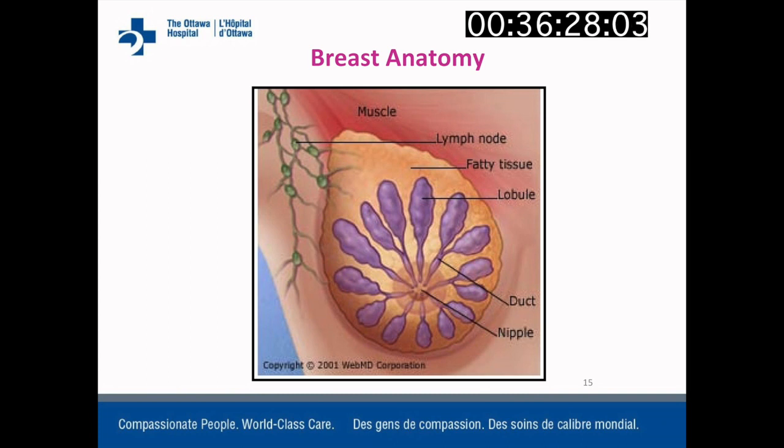Best way to do it is lying down, bringing the arm elevated above your head of the side that you're going to be examining. The reason why we say it's important to do it lying down is because the breast naturally displaces itself evenly, and it makes feeling for any nodularities that are new much easier.